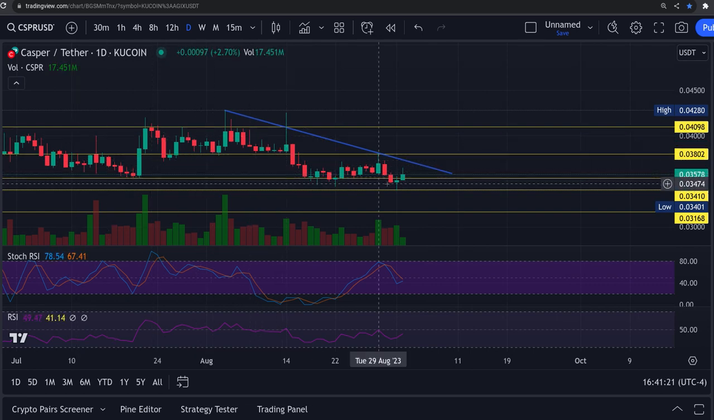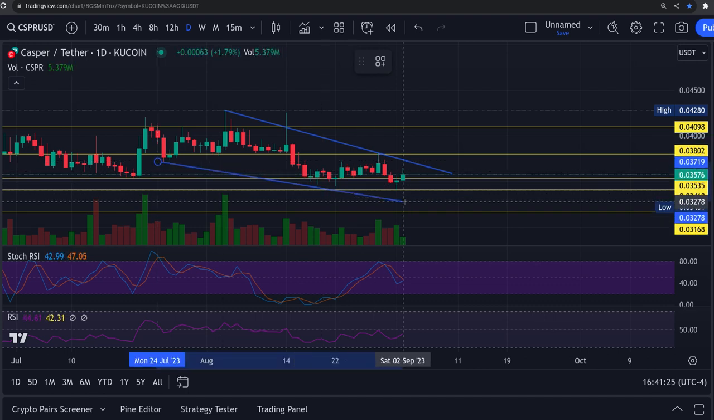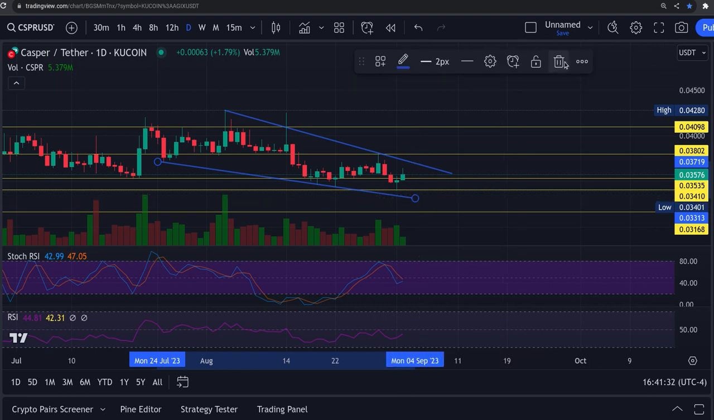Now I'm looking to see if there's any kind of wedge here. Let's check this out a second. Not really, unless you force it. Nah, we're not going to do that.